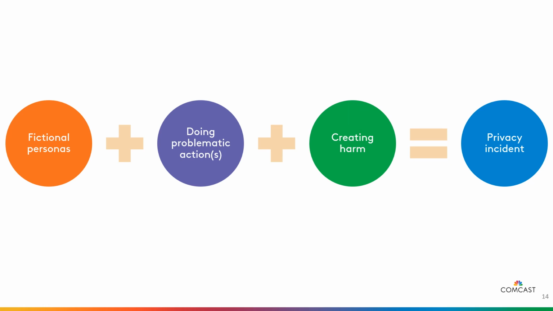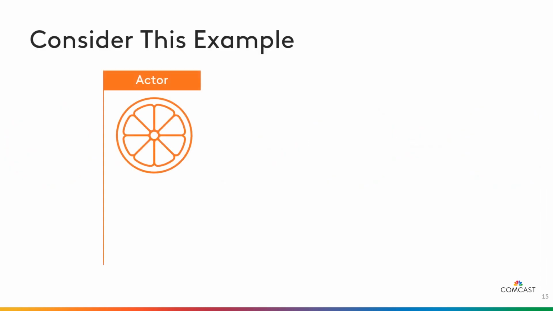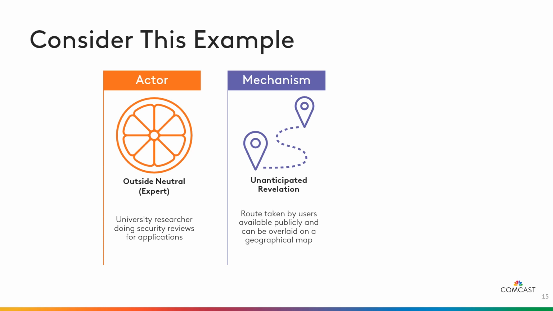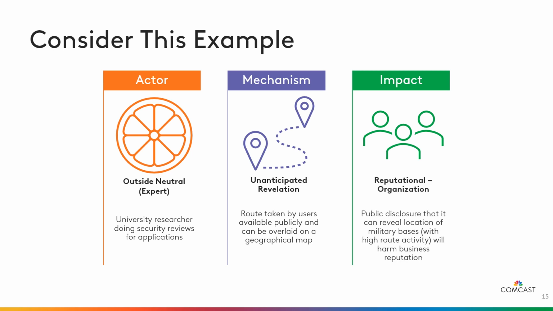Let us look at how this works. In this example, based on the Strava breach that happened a couple of years ago, let's consider the actor to be a researcher named Orange, who is present outside the organization and is a security expert. Orange finds that route data from users are available publicly and their concentration can reveal the location of military bases. This unanticipated revelation can cause reputational harm to an organization.